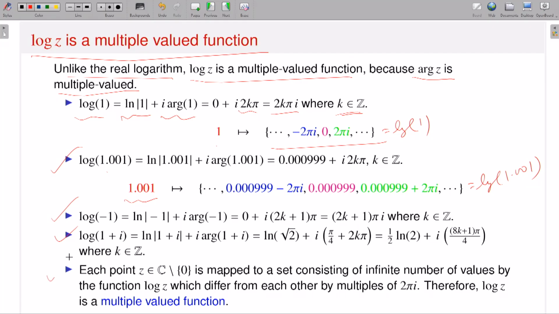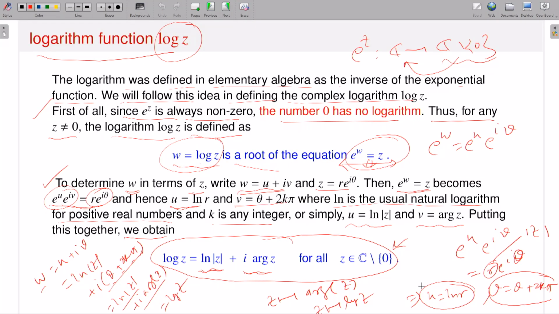The conclusion I am saying is that each point z in C minus 0 is mapped by the function log z to a set consisting of an infinite number of values, which differ from each other by multiples of 2 pi i. It is quite clear. So this is actually small arg of z, but small arg of z I can write as the principal argument plus 2k pi.